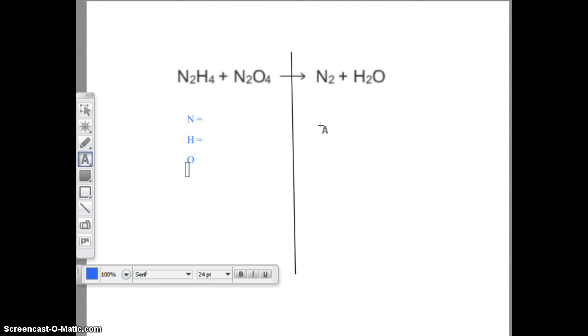However, you want to list them in the same order on both sides because that will make it easier for you in the long run.